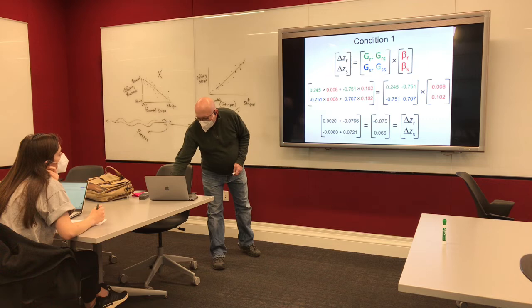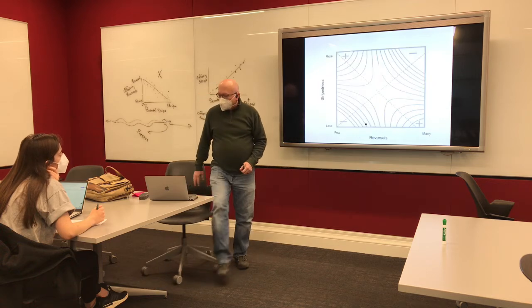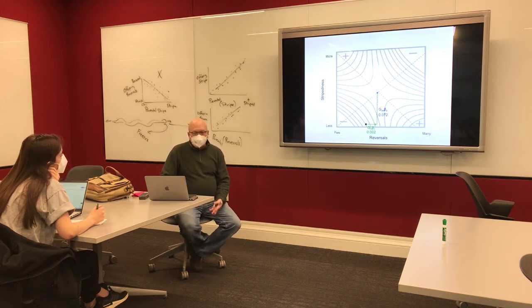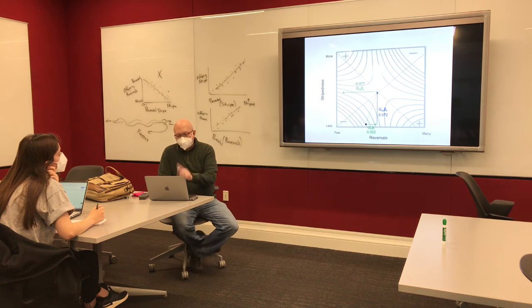So in effect, what you have here is if you start here, you have the effect of direct selection acting on reversal and stripe, but then you have the correlated effect of reversals acting on stripe and the correlated effect of stripe acting on reversals. Sorry, this is the effect of stripe acting on reversals. This is the effect of reversals acting on stripe.